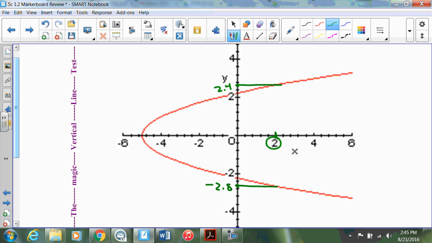And that's another way to tell it's not a function. Because if you put it in a table, when x is 2, it would match up with two completely different y's. No, it is not a function.